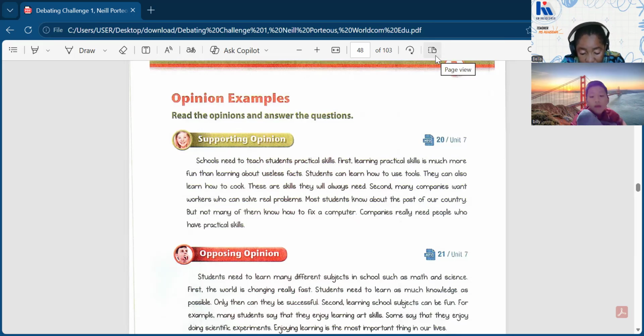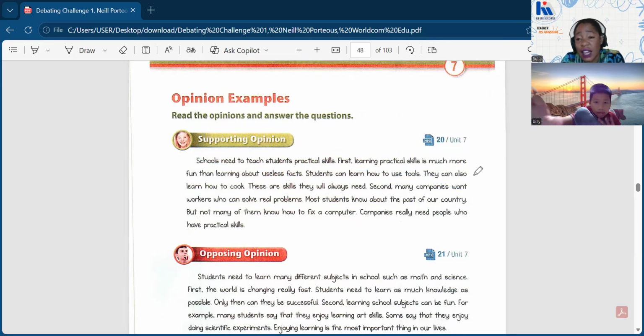I don't know. Okay, so now look at this. This is the main idea, and the main idea says schools need to teach students practical skills. That means not just school subjects, students need to learn practical skills. And the first reason, which is the supporting idea, is learning practical skills is much more fun than learning useless facts. The useless fact is referring to school subjects.